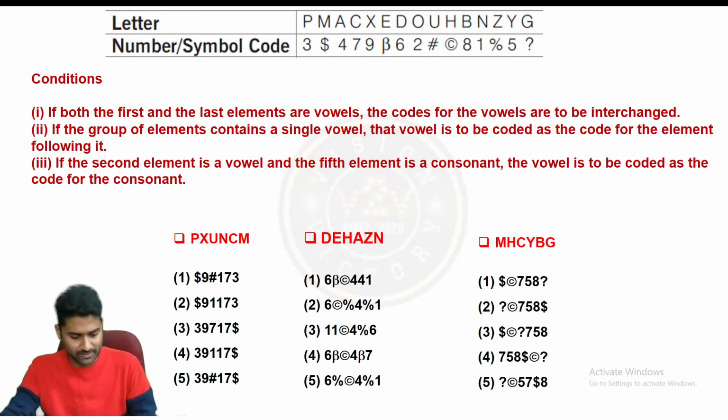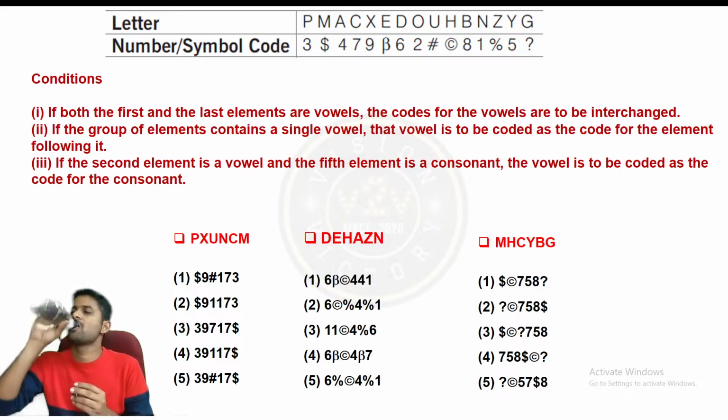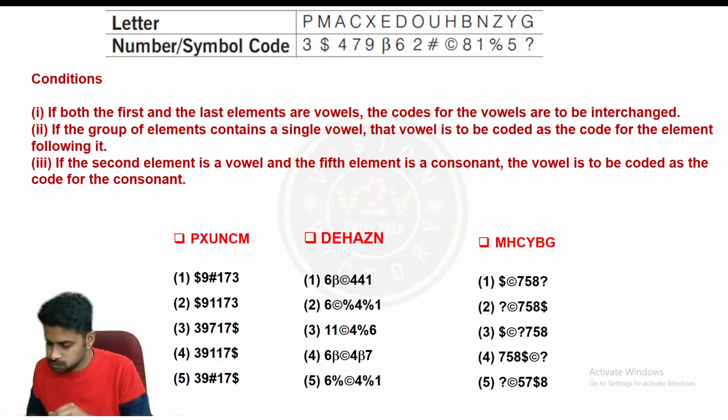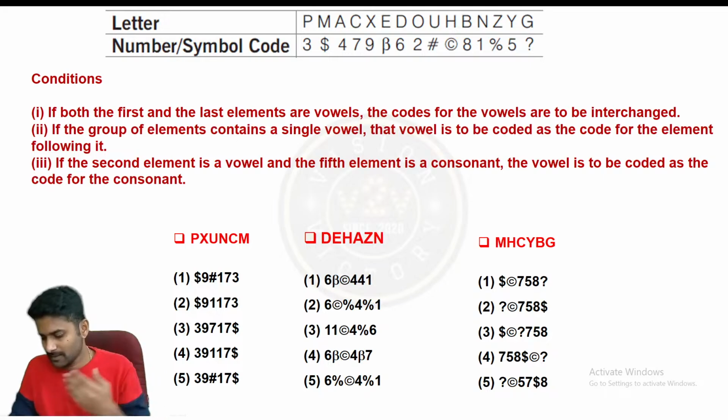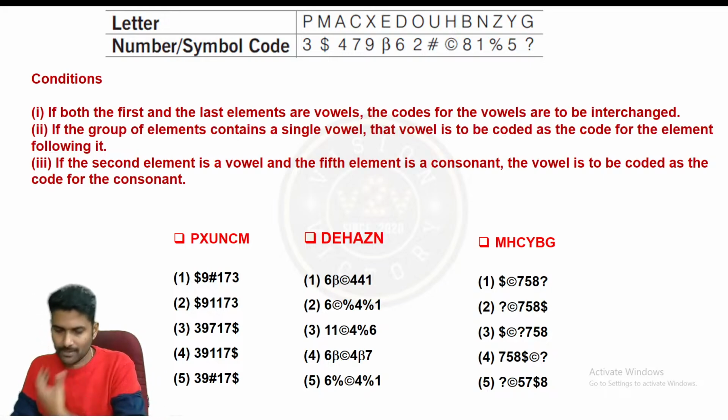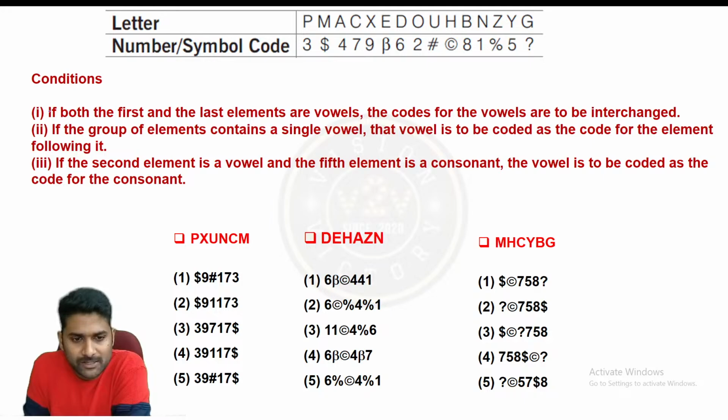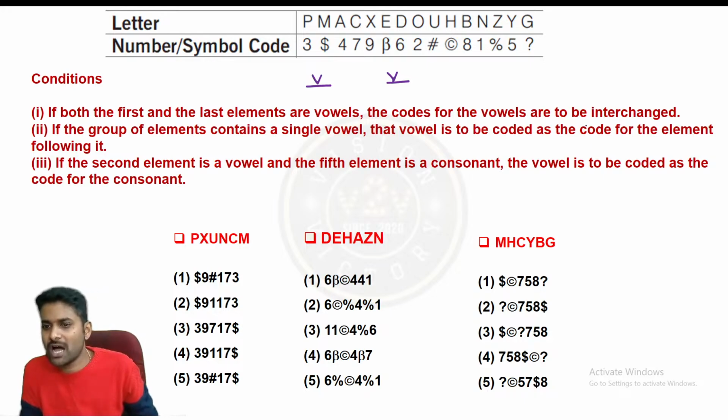Go through this information. Now see, if both the first and last elements are vowels, then the codes for the vowels are to be interchanged. So here the condition says that you have to interchange those two codes.